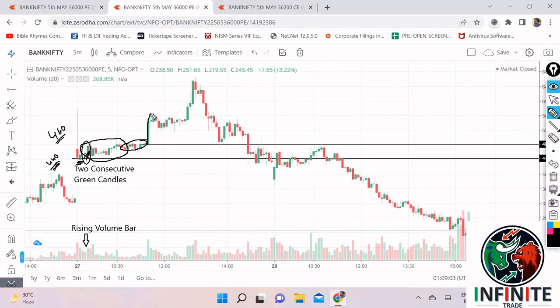The market gave a breakout, consolidated here, and then gave a further move. So from 440, it went all the way up to 670. That's the kind of momentum that we can catch if we enter in such a place. Now let's look at another example.